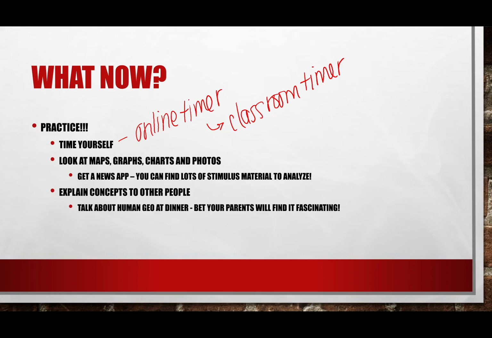Look at maps, graphs, charts, and photos. Get a news app. All the news apps right now have tons of stimulus material that you can analyze. They've got graphs, they've got maps, they've got all kinds of stuff. So those are things that you can do. Look at those things. Practice looking at the types of things that you'll see, which are maps, graphs, charts, and photos. Practice utilizing your OIEC and ESPN.